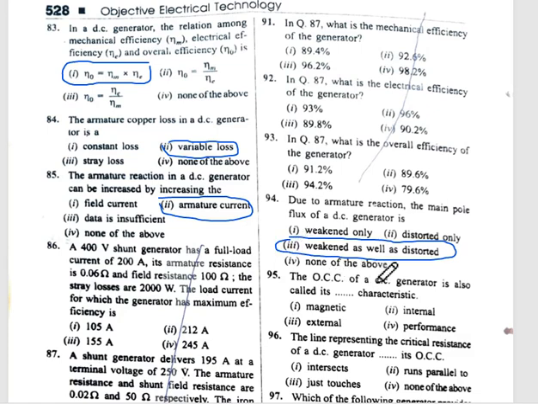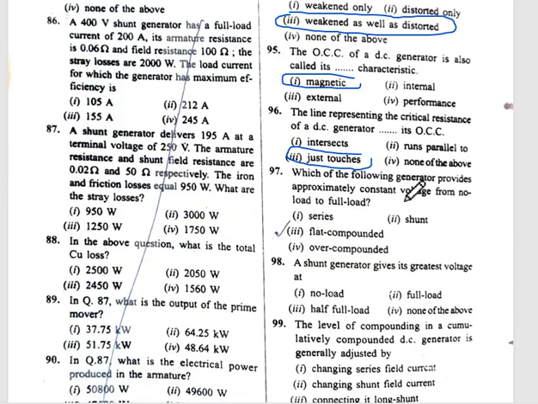Open circuit characteristics of a DC generator is also called its magnetic characteristics. The line representing the critical resistance of a DC generator is a tangent to its open circuit characteristics. Which of the following generators provides approximately constant voltage from no load to full load? Flat compound generator. A shunt generator gives its highest voltage at no load.